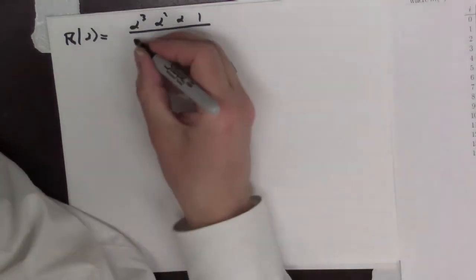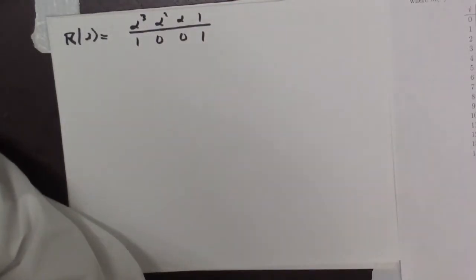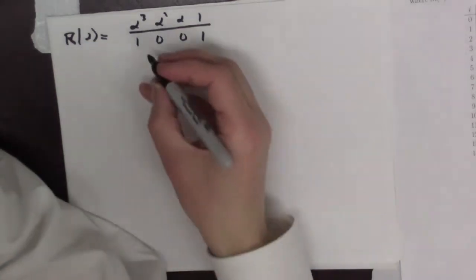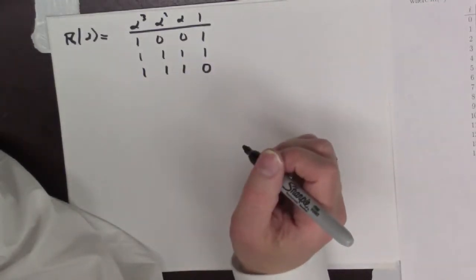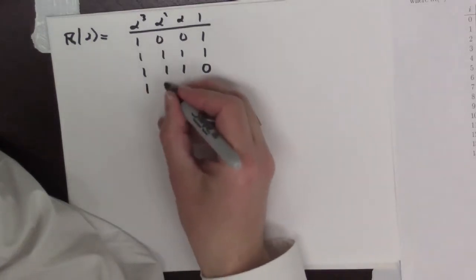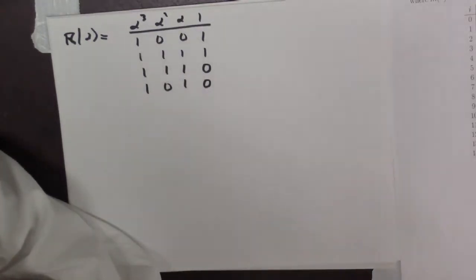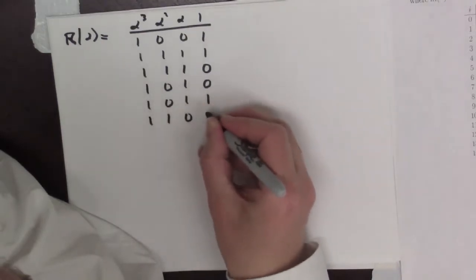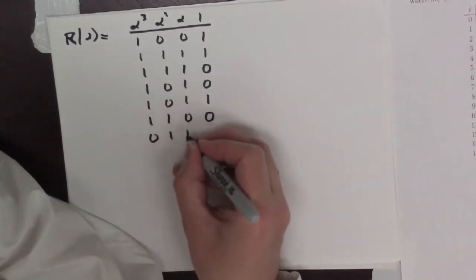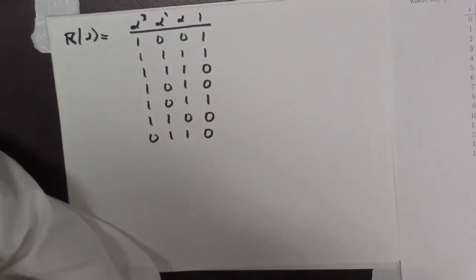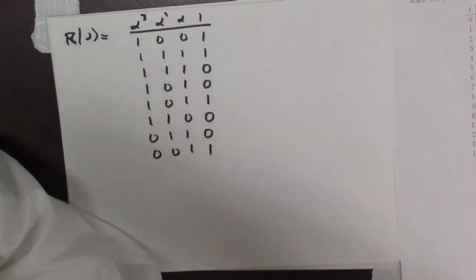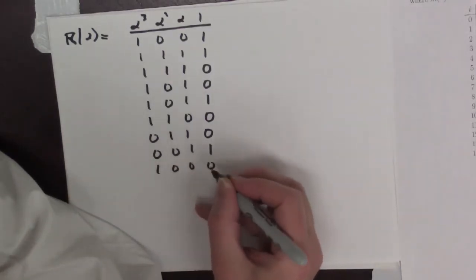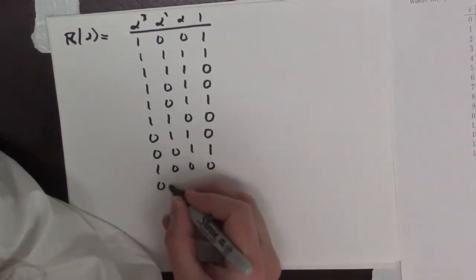Alpha to the 14, 1, 0, 0, 1. So I'm looking at the table doing this. Alpha to the 12, 1, 1, 1, 1. Alpha to the 11, 1, 1, 1, 0. Alpha to the 9, 1, 0, 1, 0. Alpha to the 7, 1, 0, 1, 1. You get bored of this. Alpha to the 6, 1, 1, 0, 0. Alpha to the 5, 0, 1, 1, 0. Now alpha to the 4 is 0, 0, 1, 1. Alpha cubed, 1, 0, 0, 0. And alpha squared, 0, 1, 0, 0.